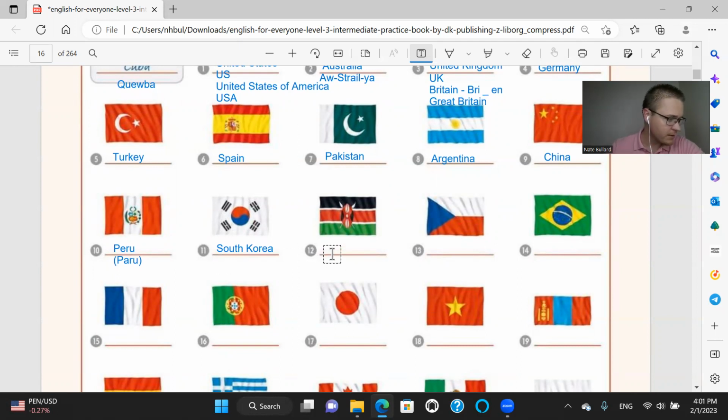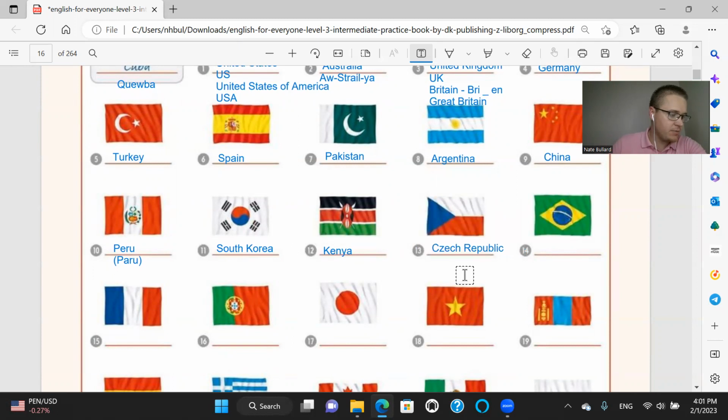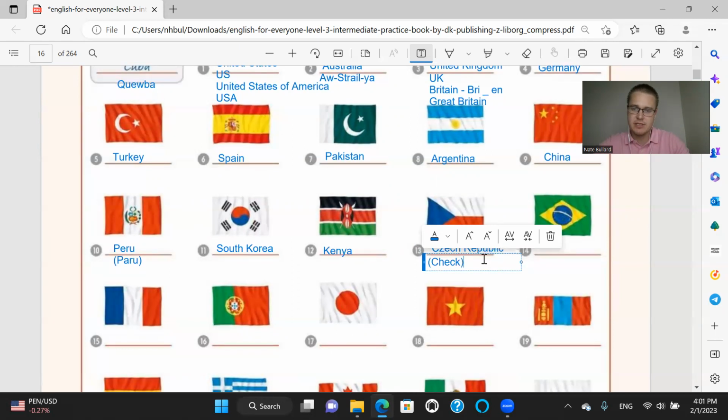Okay, number 12. This one is Kenya. Number 13. This one is the Czech Republic. Okay, this one is spelled a little funny. Really, it sounds just like this. The Czech Republic.